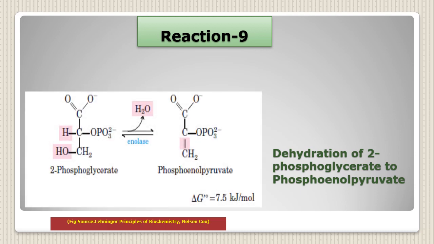Now in reaction 9, 2-phosphoglycerate is converted to phosphoenol pyruvate, which is catalyzed by the enzyme enolase, and in this reaction enolase promotes the removal of a water molecule from 2-phosphoglycerate, and finally phosphoenol pyruvate is produced. So this is a dehydration reaction.